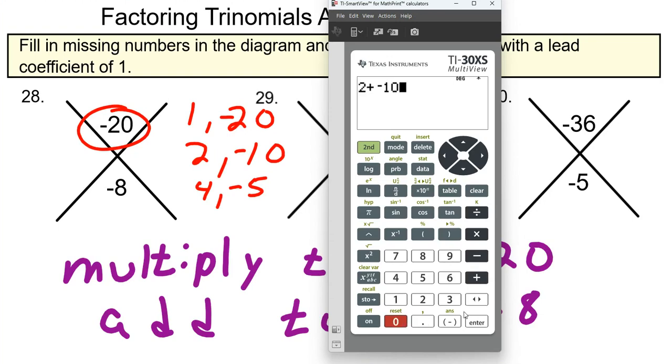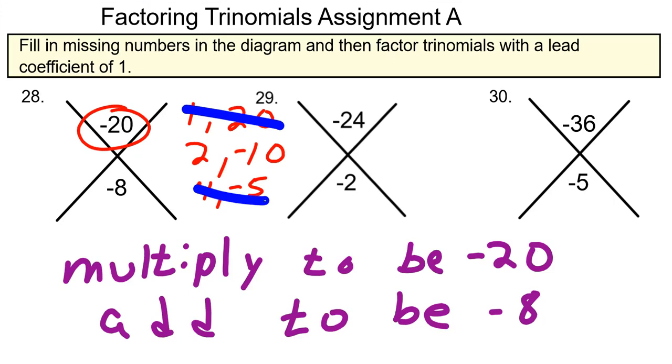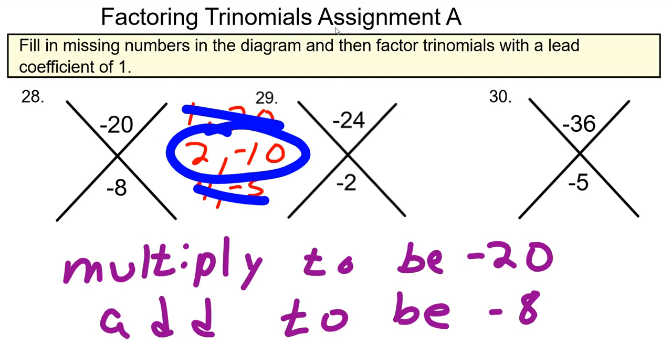Now, since 2 plus negative 10 is negative 8, these are the numbers we are looking for. So we can respond negative 10, 2, or we could respond 2, negative 10. Let's move on to number 29.